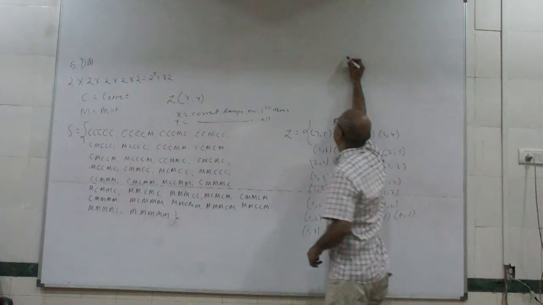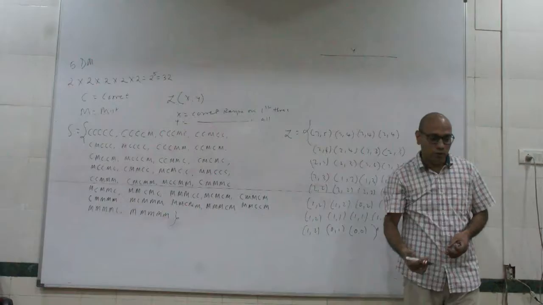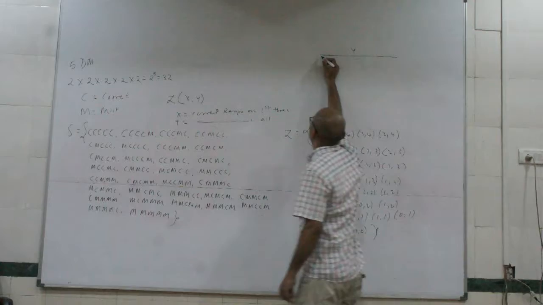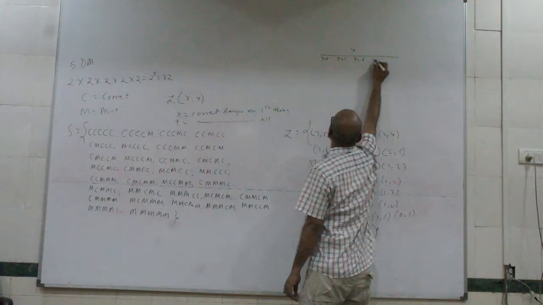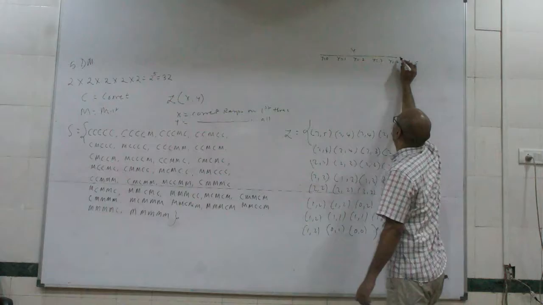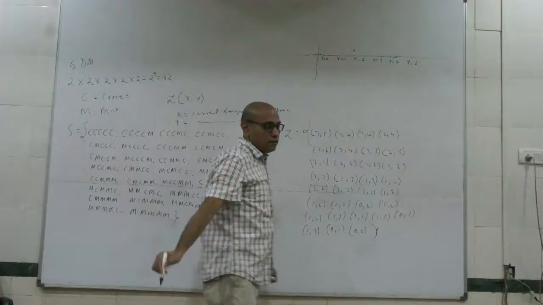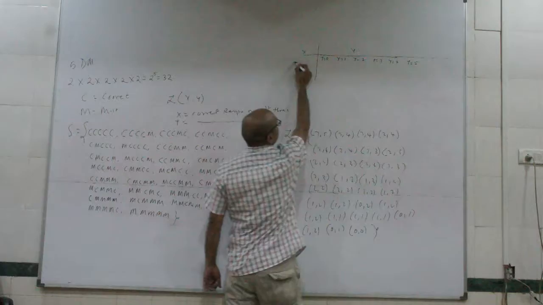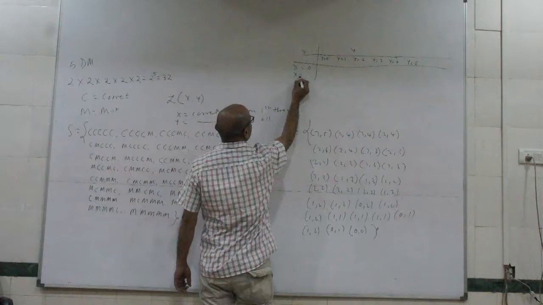Let's do it. This is my y. Now, y takes various values. Y will take a value from 0 to 5. So y takes a value 0, 1, 2, 3, 4, and 5. Right? Now, this side is my x. So x takes a value 0, 1, 2, and 3.